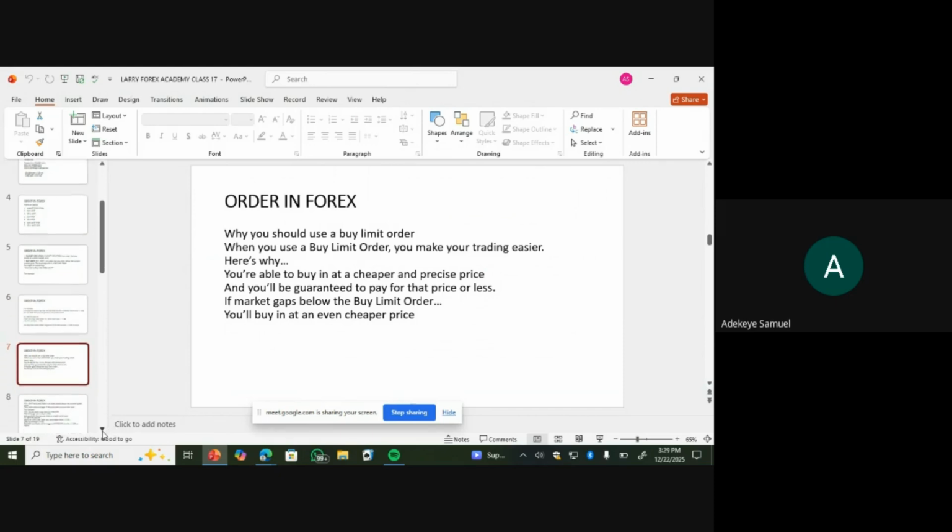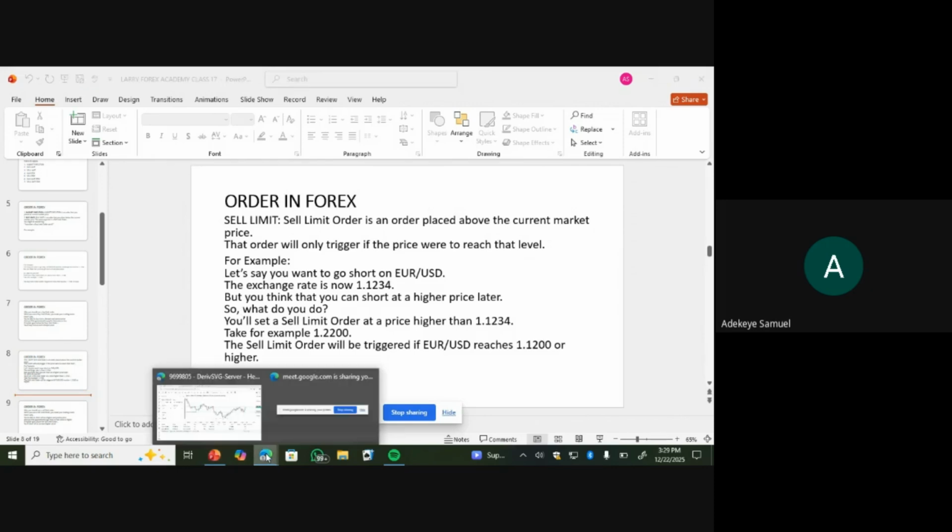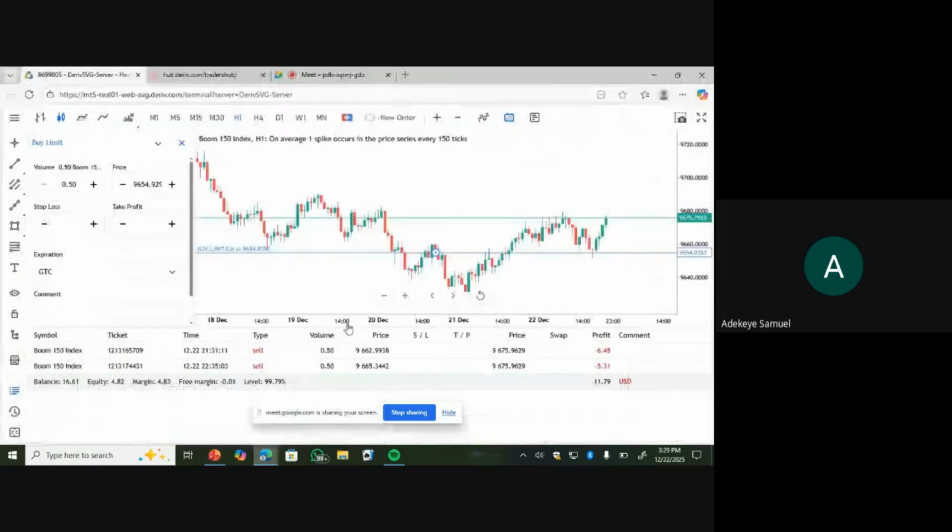Okay, now let's talk about sell limit. Sell limit is the opposite of what? The opposite of buy limit, all right. But this one you set above the current market price. Let me show you what I mean by sell limit here. Okay, now this is Boom 150, right? Now let's say you want to sell at a sell limit.